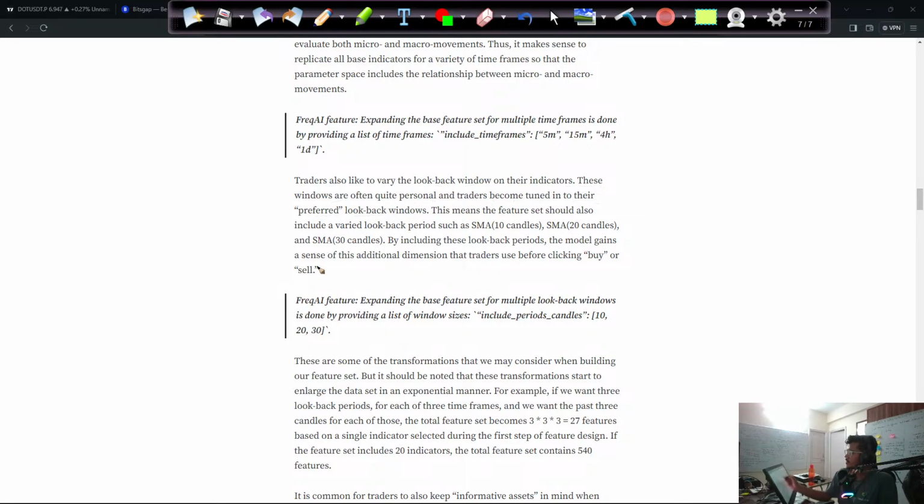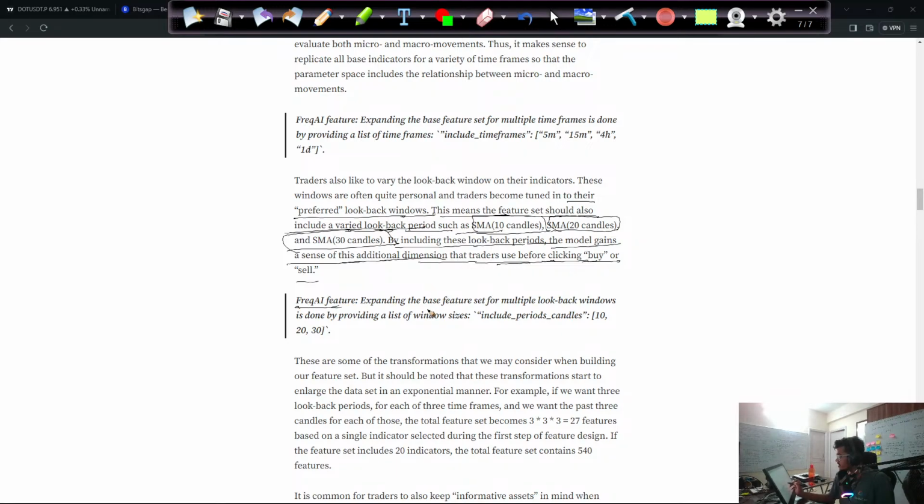So that's their preferred look back window. This means the feature set should also include a varied look back period such as SMA 10, SMA 20, and SMA 30 candles. By including these look back periods, the model gains a sense of this additional dimension that traders use before clicking buy or sell.